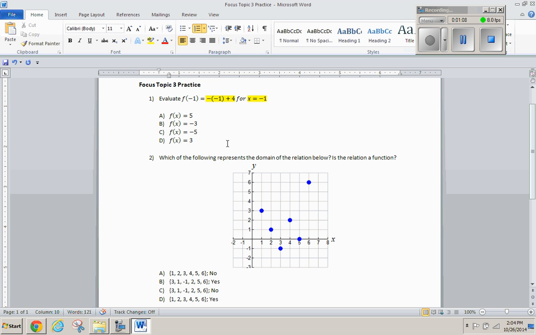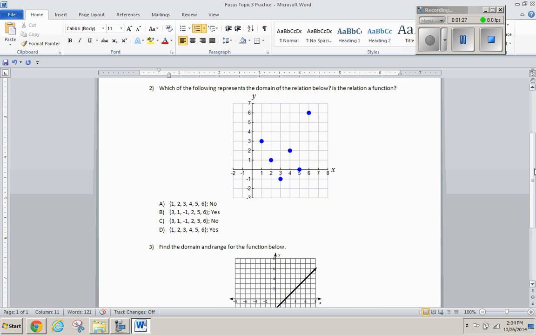Alright guys, welcome back. When you put this in your calculator, you should have gotten a value of 5. 5 should have been the value that you got, which is answer choice A. If you did not get 5, please stop the video at this time and ask for assistance.